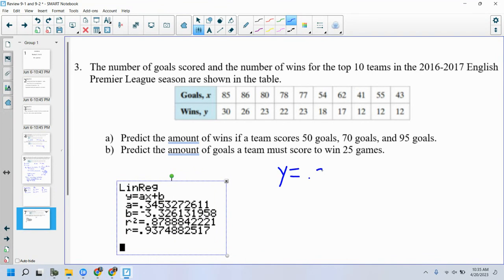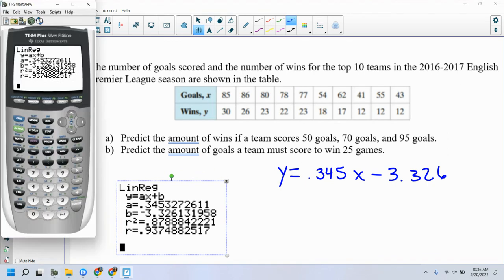Okay, so here's my linear relationship. Y is equal to 0.345x minus 3.326. Now, you could just go in and plug in those three x values and figure out what you get for y. Totally. That would be totally fine. And then plug in 25 for y and figure out what you get for x. But I like using my calculator. So I'm going to go into my y equals. I'm going to clear out everything that's there. I'm going to keep plot 1 on because I want to see my scatter plot. And I'm going to plug in my non-rounded regression line.